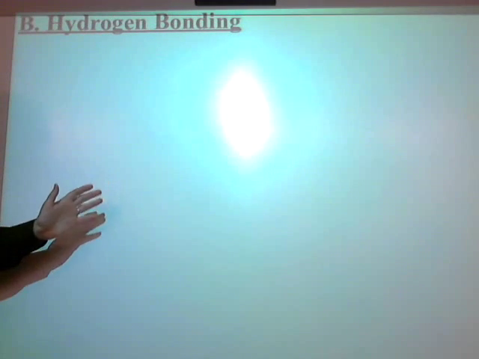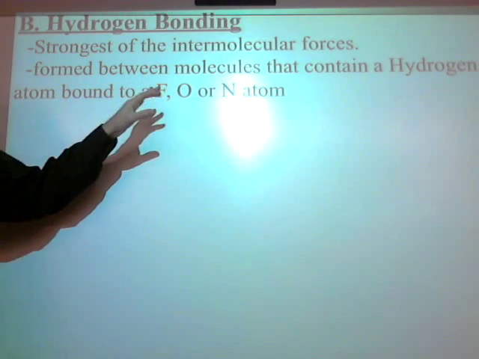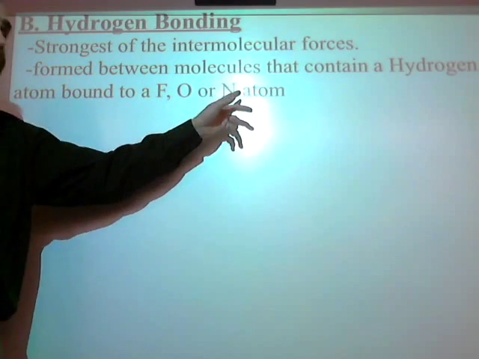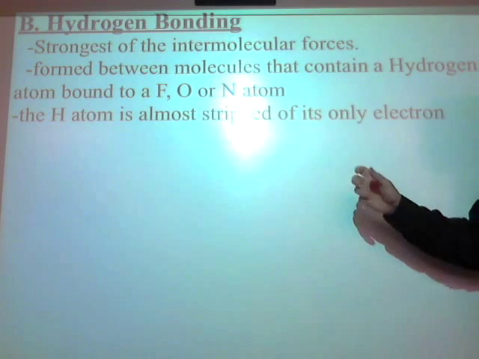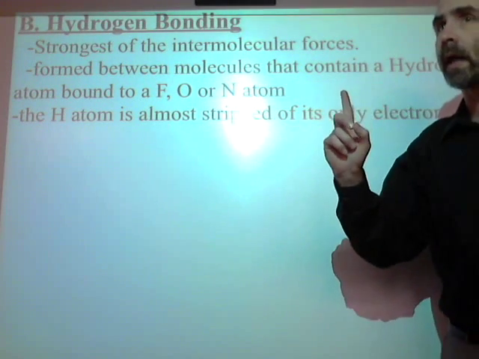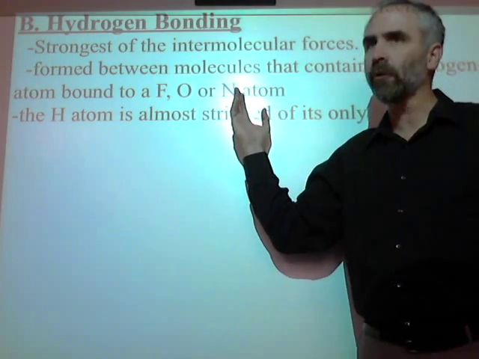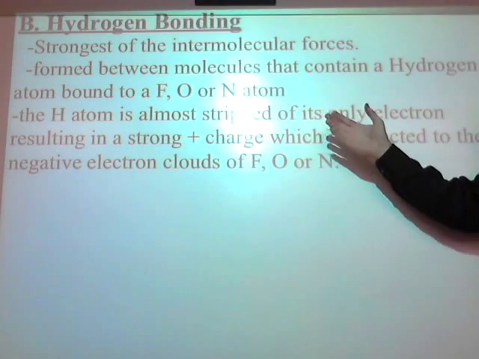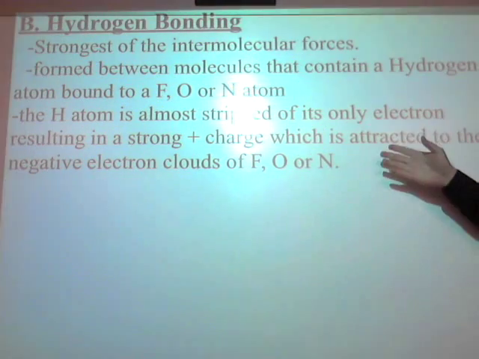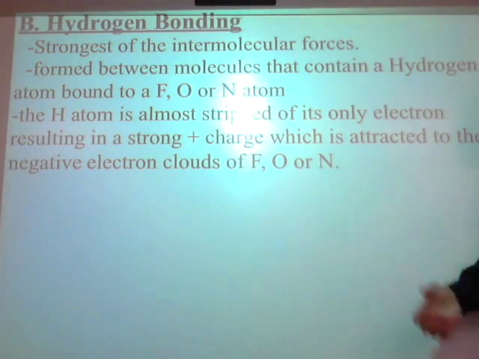What is hydrogen bonding? Well, it's a special case of the dipole-dipole attraction. What you have here, the very strongest of the intermolecular forces, only occurs when you have hydrogen bound to these three other guys, because they happen to be very electronegative elements. Okay, and so what happens is the hydrogen atom, which only has one electron, is pulled. That electron spends most of its time around fluorine, oxygen, or nitrogen. It leaves almost a bare proton behind, resulting in a very strong positive charge, which is then going to be attracted to the neighboring fluorine, oxygen, or nitrogen atom's electron cloud.